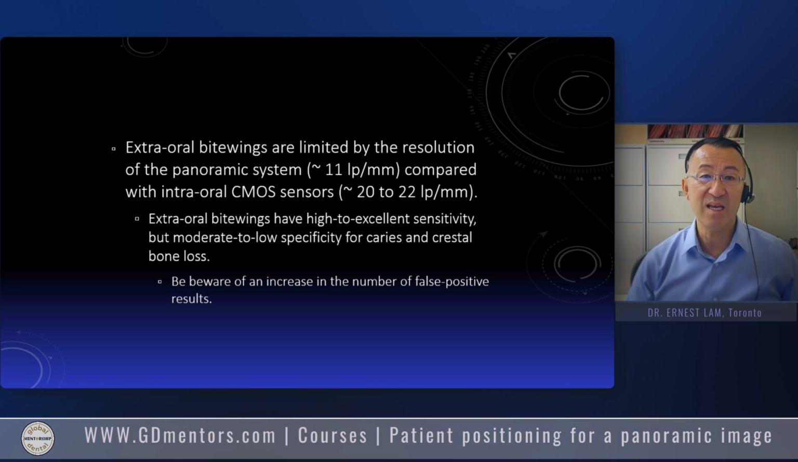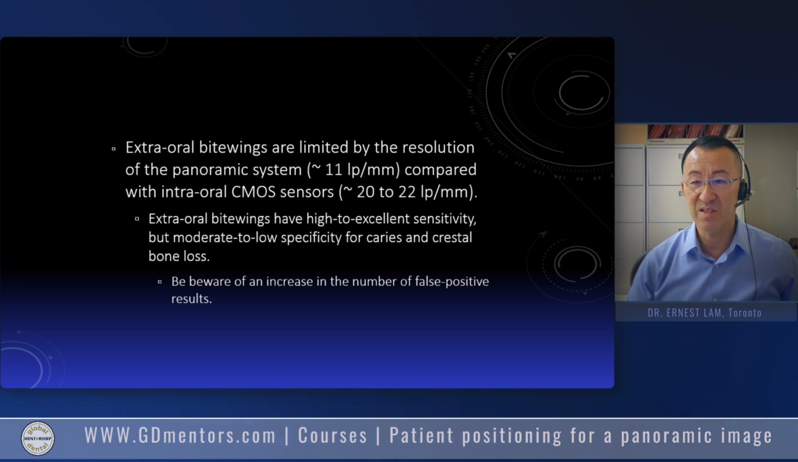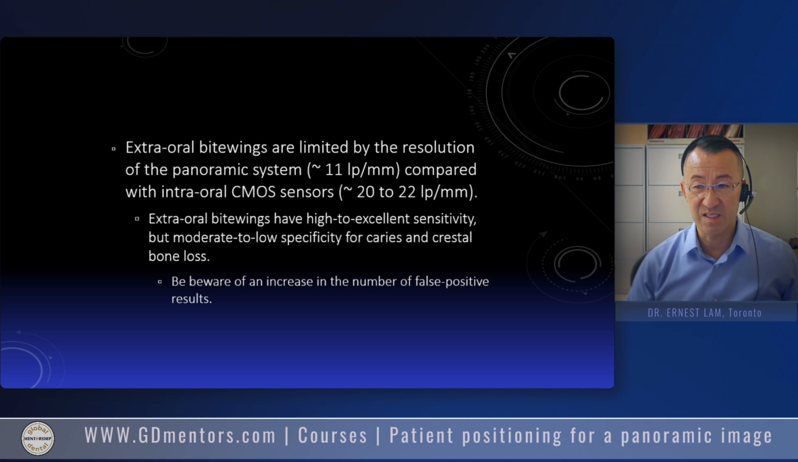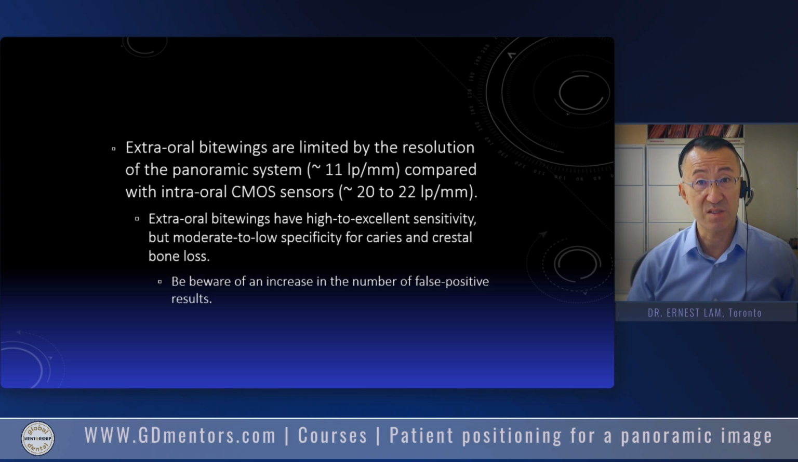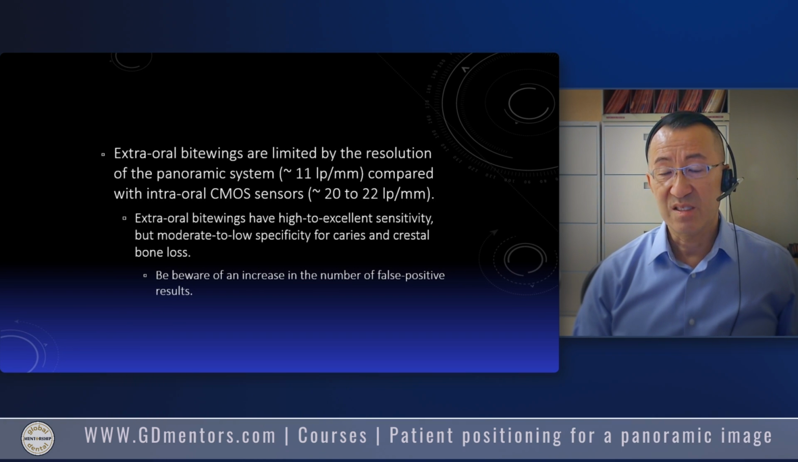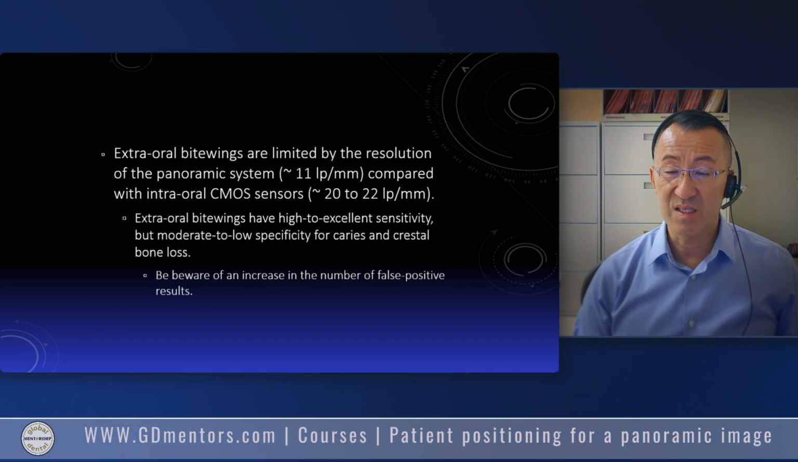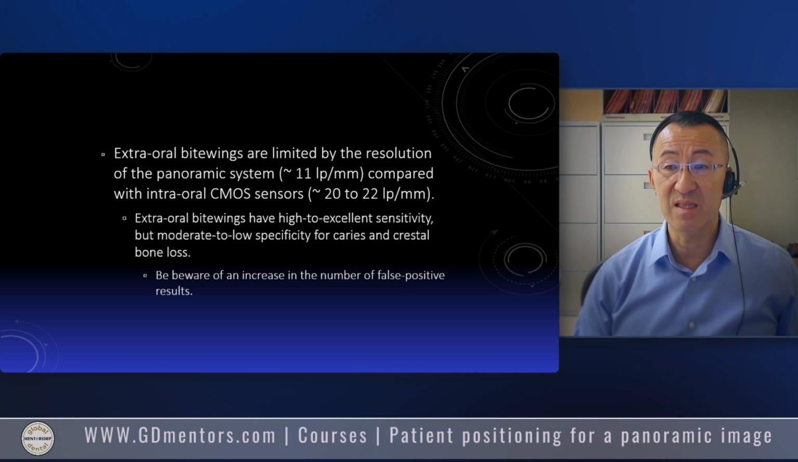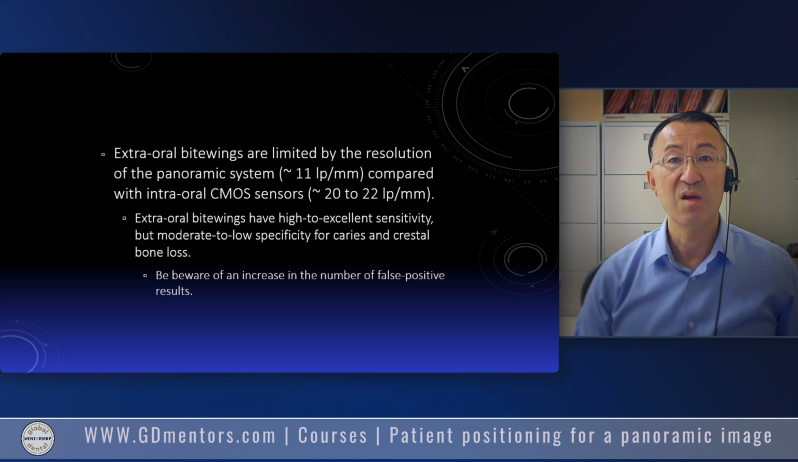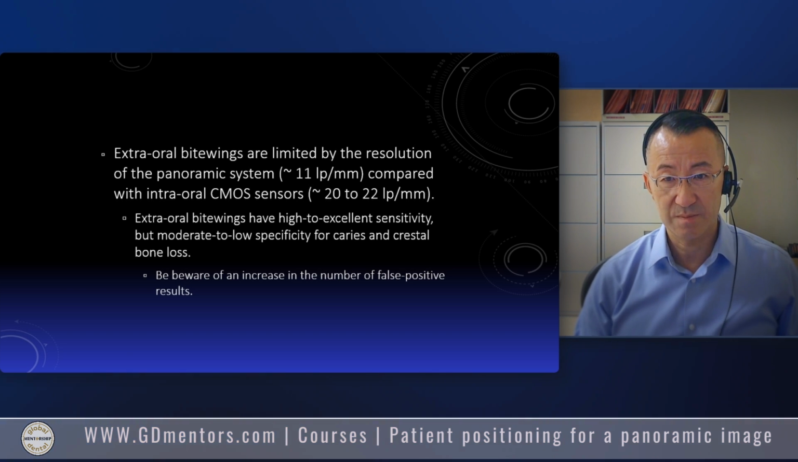The Chan study actually demonstrated that extraoral bite wings, although they have high to excellent sensitivity for the detection of dental caries, had moderate to low specificity for caries and crestal bone loss. One of the caveats of this study and one of the warnings of the study was to become aware of a potential increase in the number of false positive caries identifications on panoramic bite wings.